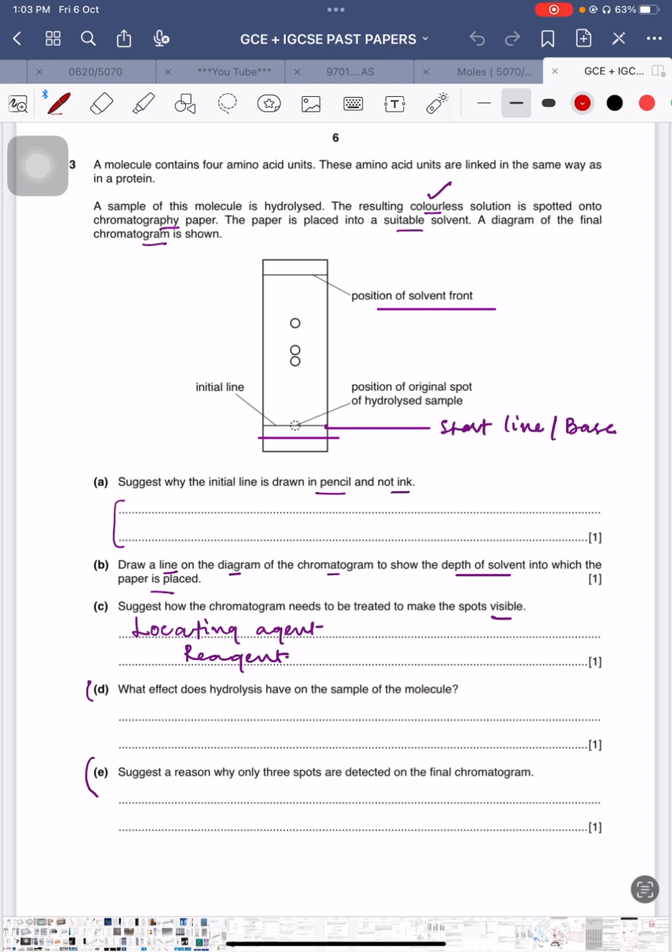So there are many points we should discuss right now. The point is that the solution is colorless. What is this telling you? That the spots on the chromatography paper are not seen. We cannot see those spots because they are colorless. Then there is another point, suitable solvent. It means that the spots which we have placed here should be soluble in this solvent.